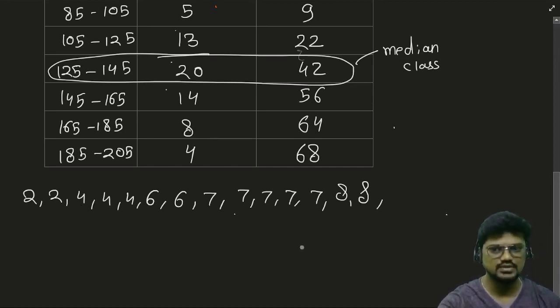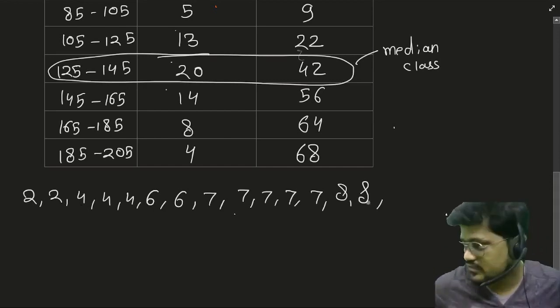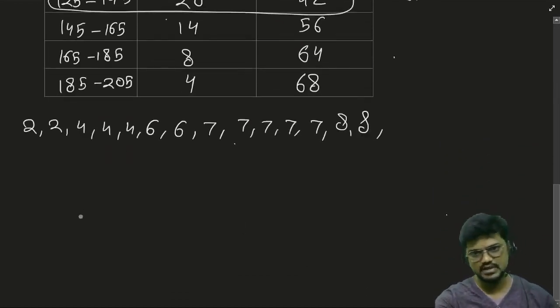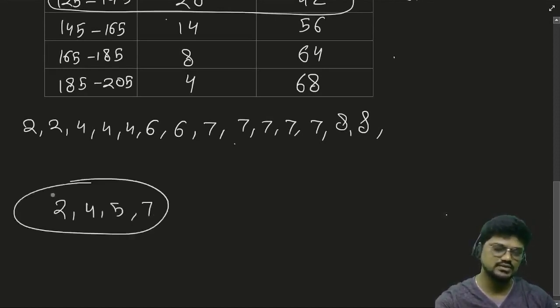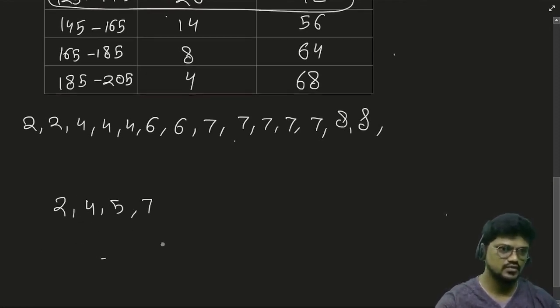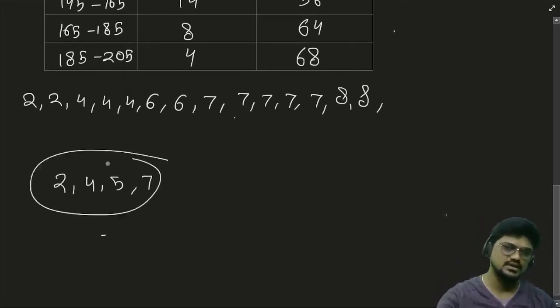I have not told you how to take the median reading. Suppose you have four readings, that is 2, 4, 5, 7. Which one will be the median? Over here there are two readings in between, right? 4 and 5. So you take the average of both. That will be 4.5, right? But how do you take it when there is an even number of readings?